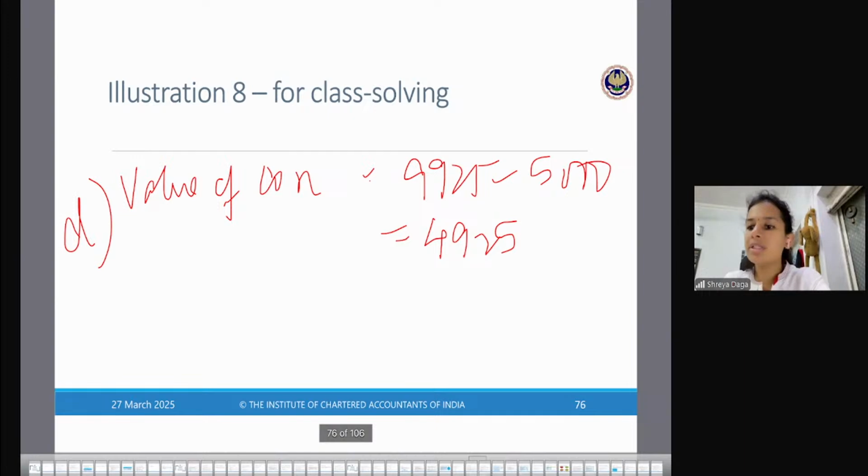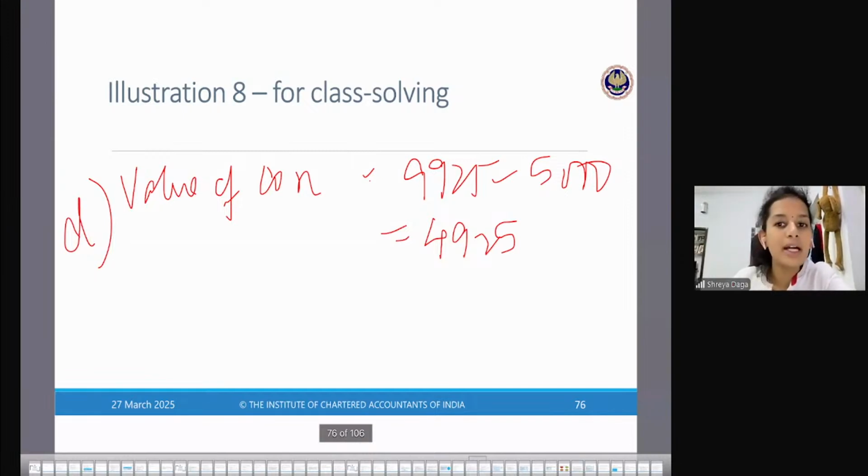Point number E says, compute the value of perquisite if Mr. C is a government employee and the license fee determined by the government is this. In case of an unfurnished rent-free accommodation, if the accommodation is provided by the government, then the value should be the license fees, which is 700 per month. If he is using it for 5 months, then 700 into 5, 3,500.